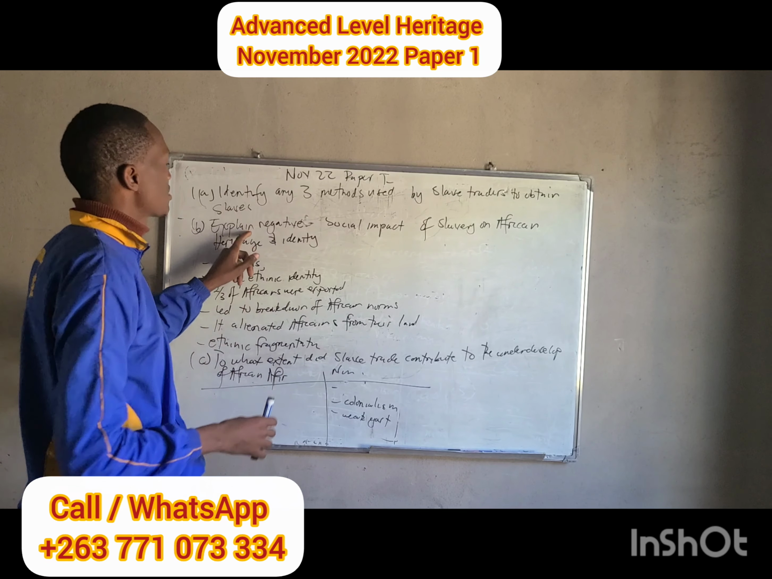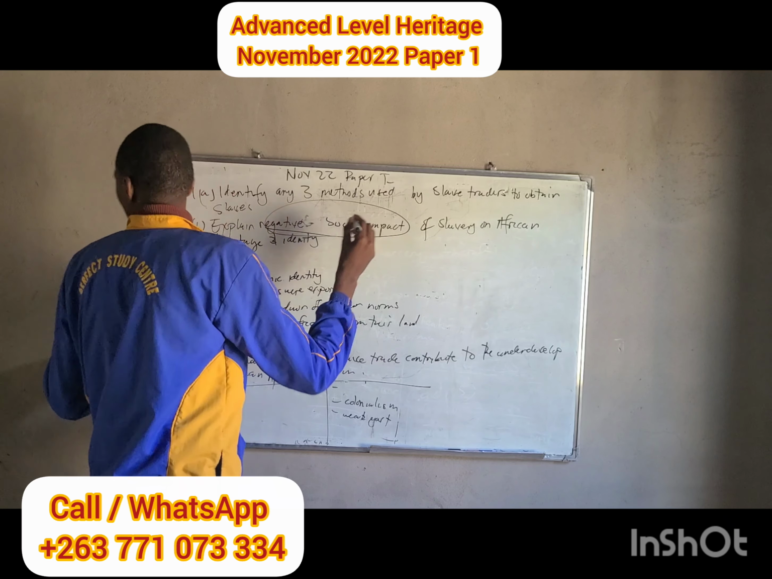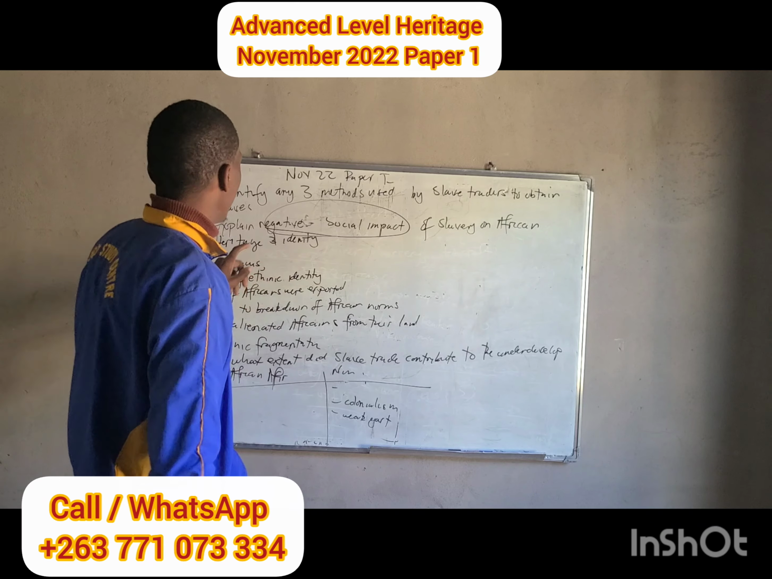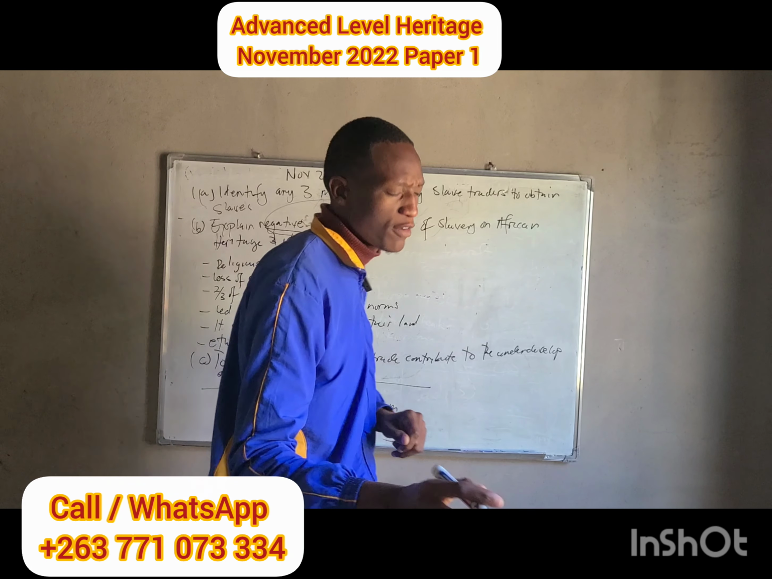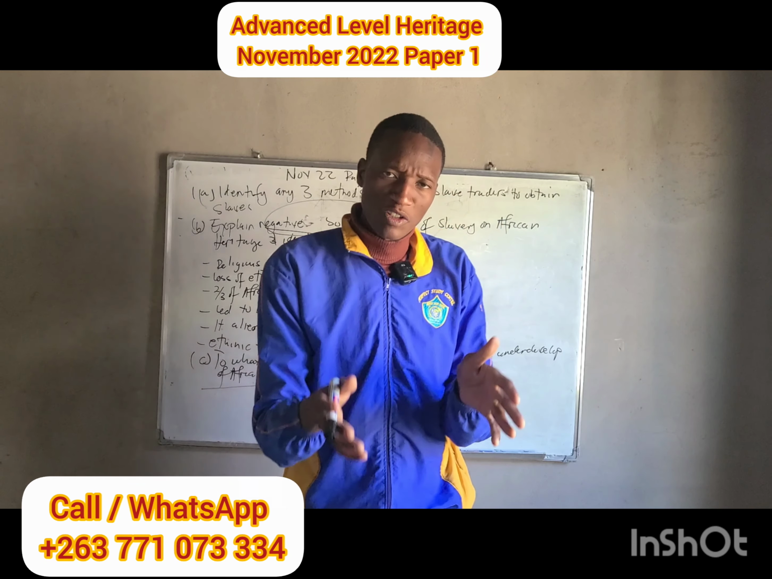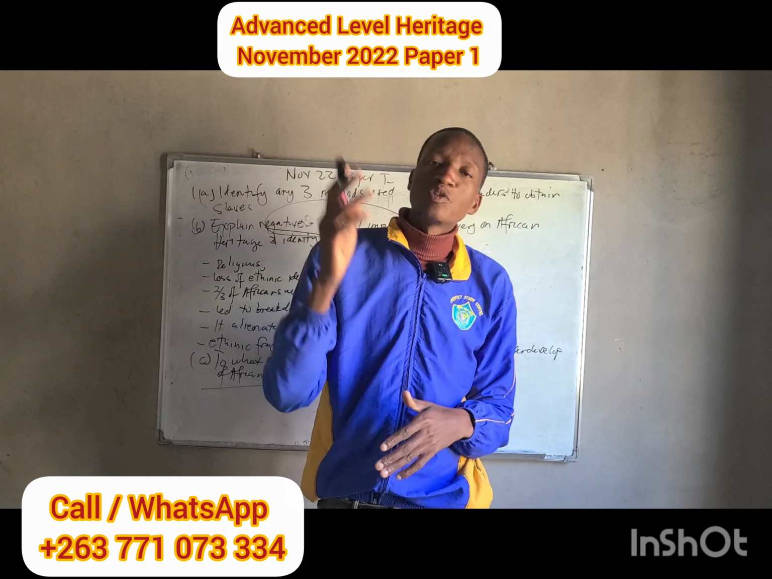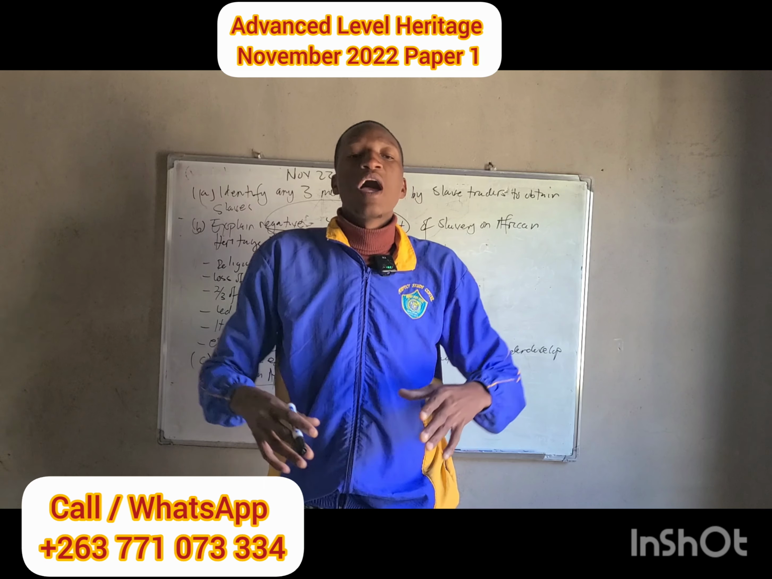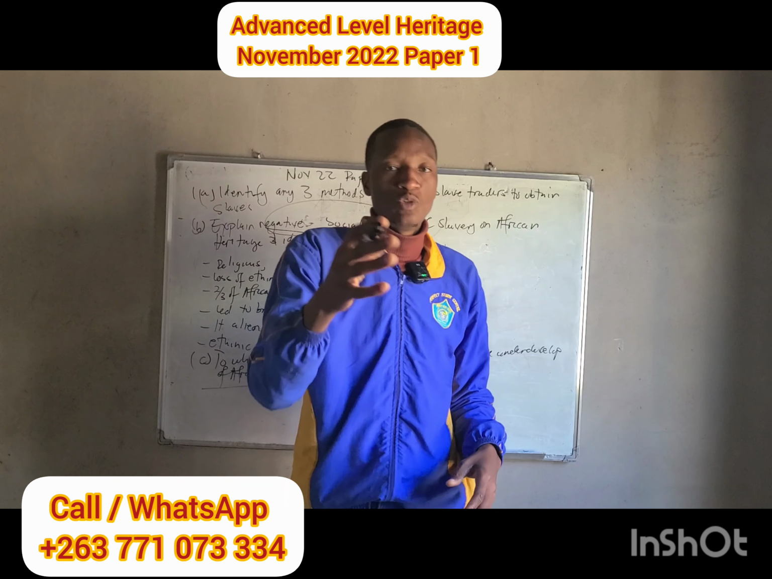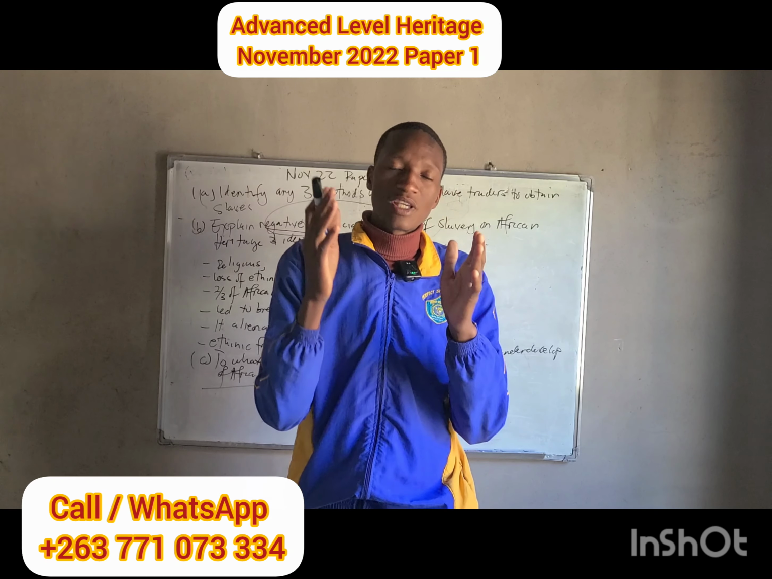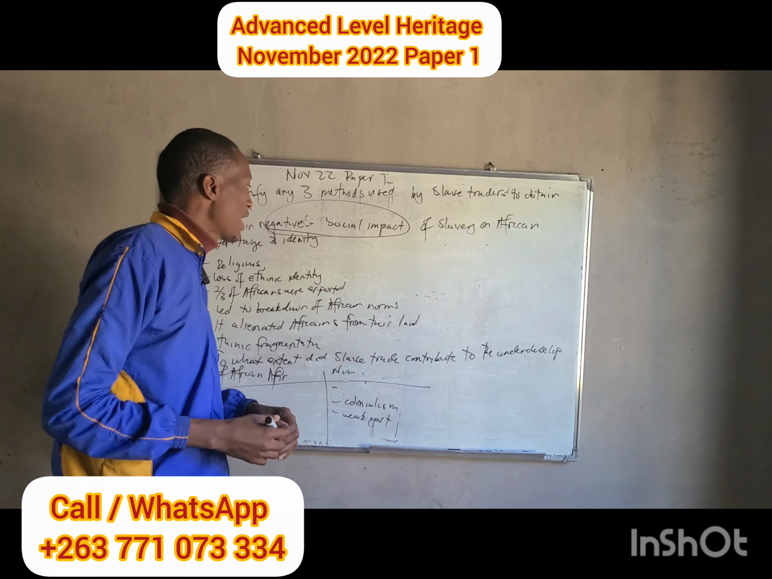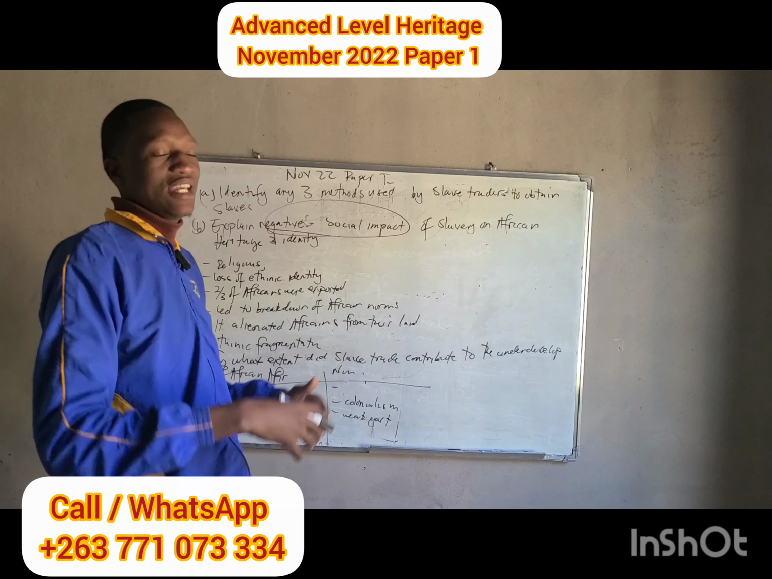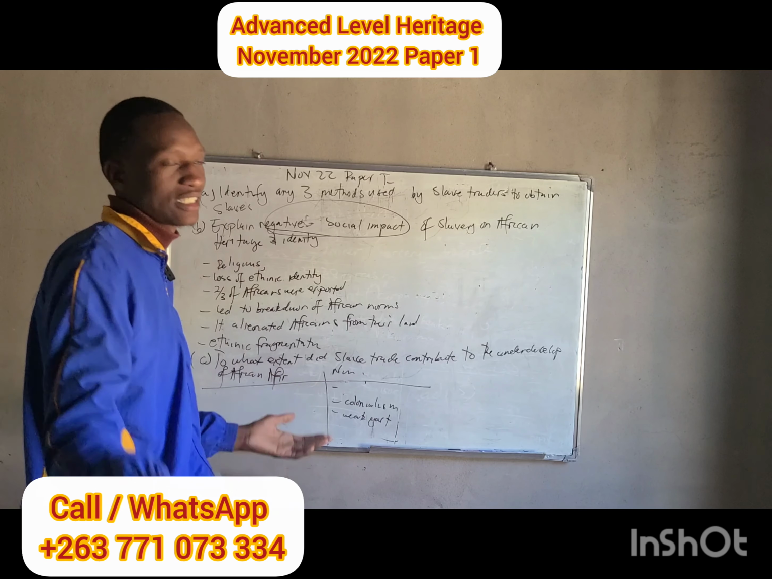Then here we have: explain the negative social impact of slavery on African heritage. What we have to know here is that we've got what we call political factors, social factors, and economic factors. When we are talking about social factors, we are talking about how the society is built up, how the social life has been affected due to the slave trade. Because this question carries 14 marks, we are going to explore about 6 to 7 well-explained, well-articulated points, so that we can get the 14 marks.